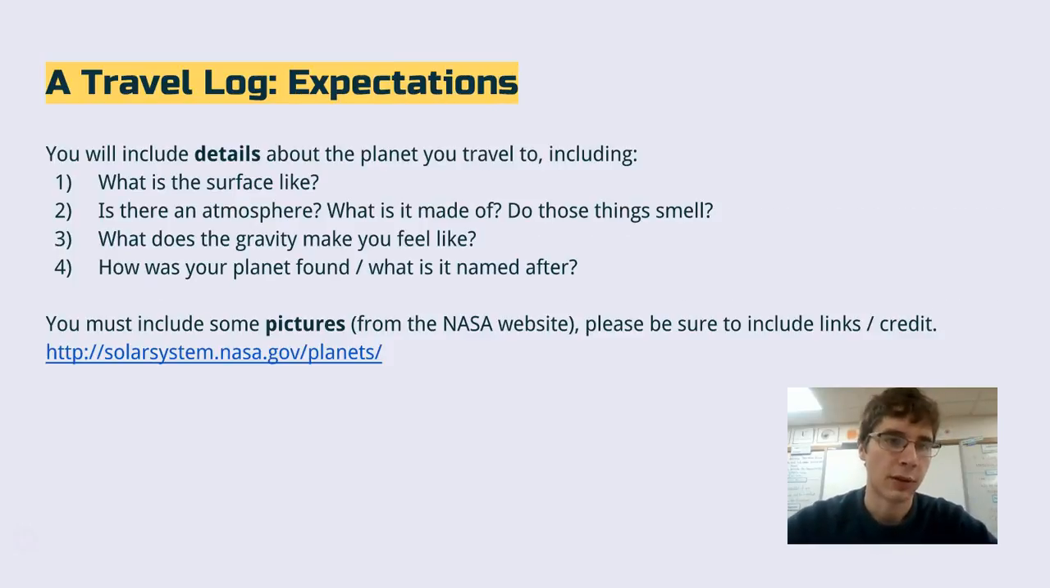Here are the expectations. You need to include these details right here. What is its surface like? Is there an atmosphere on this planet? If so, what is it made of? And if you can figure out what it's made of, I would suggest looking up, do any of those things smell? If I'm going to a planet, I don't want to be annoyed that it smells like methane the whole time, because that's what comes out of a cow.